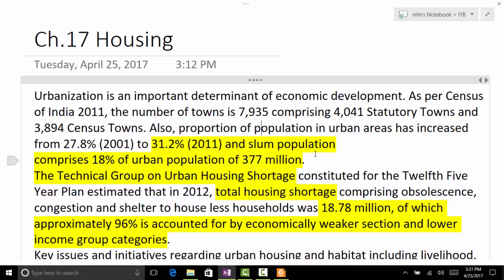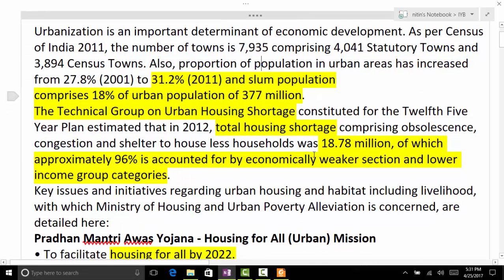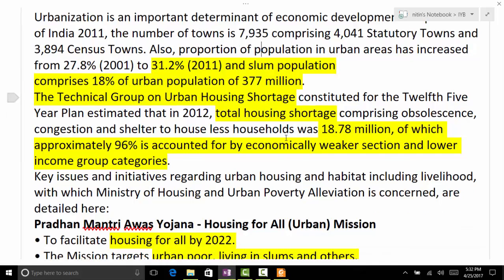So this data is important for paper 1. Urbanization is your topic in paper 1. They give more data, and even if you forget the later ones, the initial one you should remember, at least the slum population. It shows the gravity of the problem. 377 million people living in slums. Then housing shortage, 18 million, of which 96% are basically the poor people without shelter, from the economically weaker section and lower income group categories.